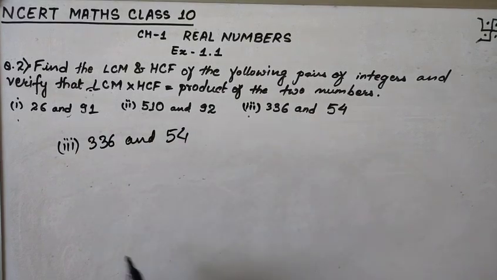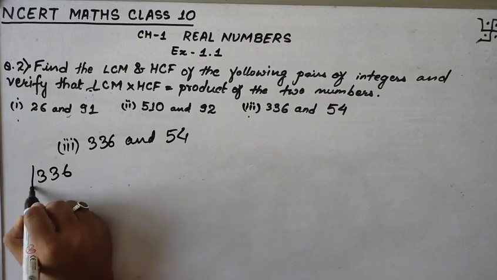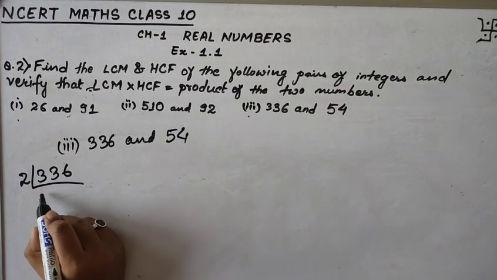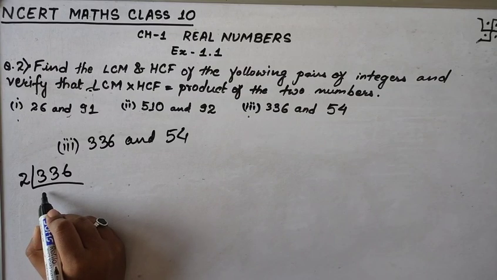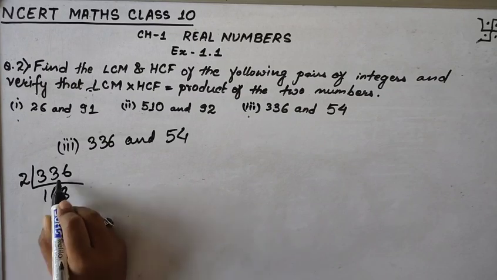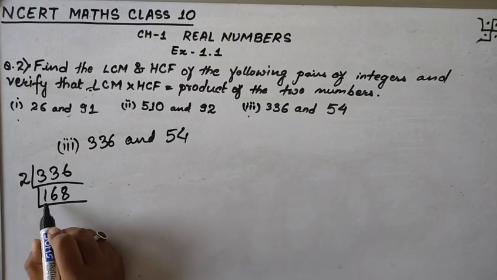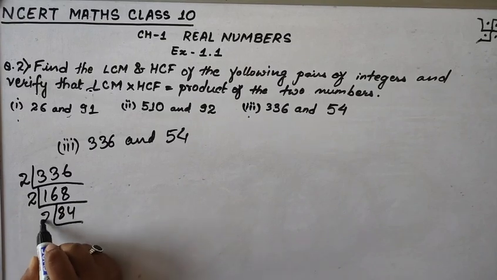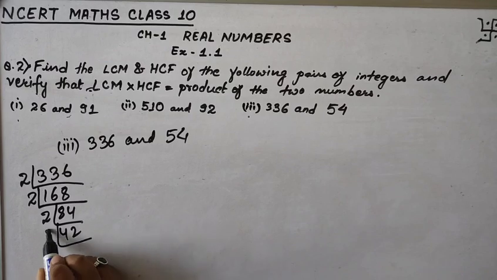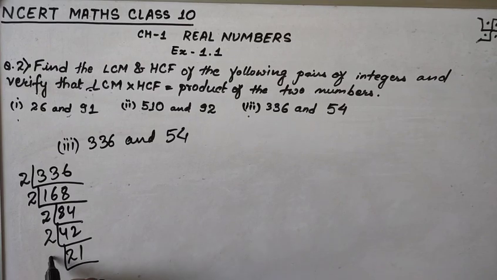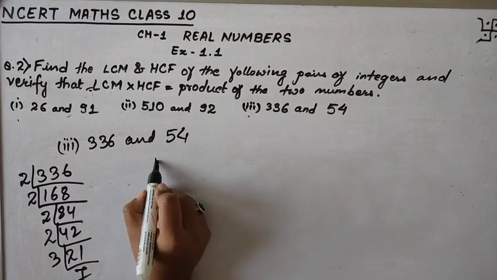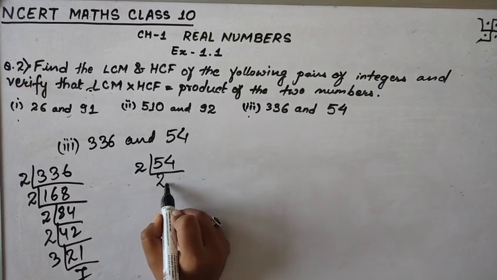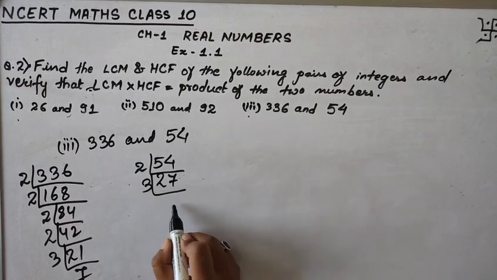and 54. Again, we will do the same with these numbers. We will find the prime factors. Now this number will lead to 2 into 168 is your 336, and again it is divisible by 2, which will give us 84. Again 42, 2 into 2 is 4, 2 into 1 is 2, 3 into 7 is 21. Next we will check with 54, that is 27, again with 3.